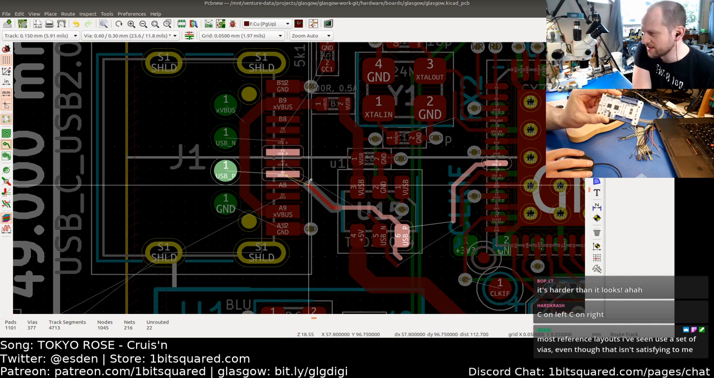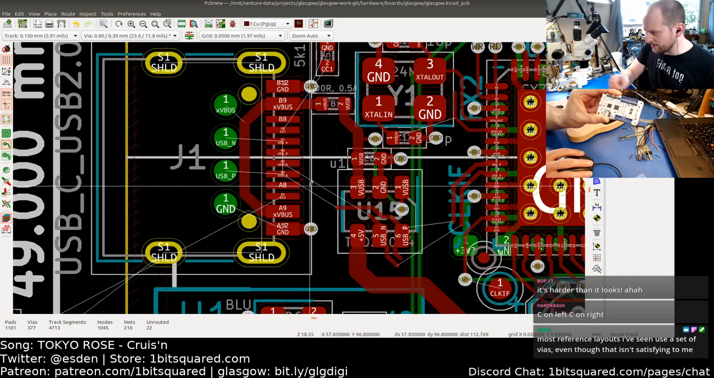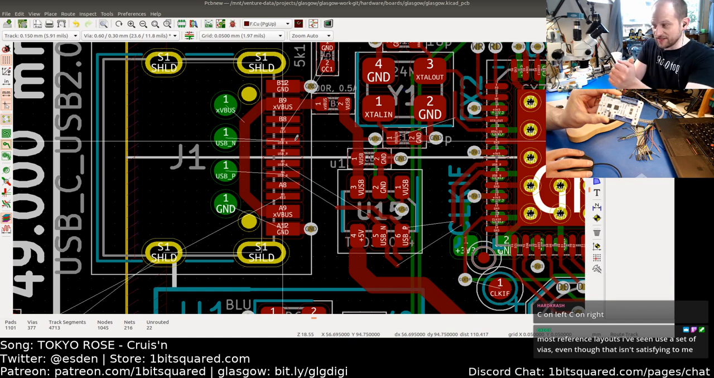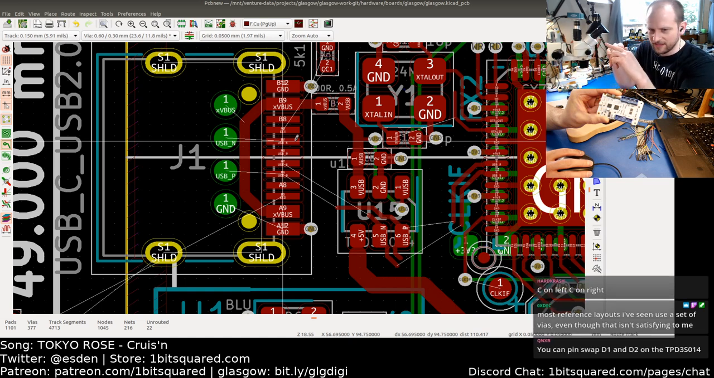Yeah, it is very unsatisfying to me too, to have a bunch of vias. But it's pretty obvious, I heard that from several people, those USB-C connectors have essentially the lines in the opposite order of what all the chips currently have as D+ and D- outputs. Yeah, inside the chip, right? On the TPD.